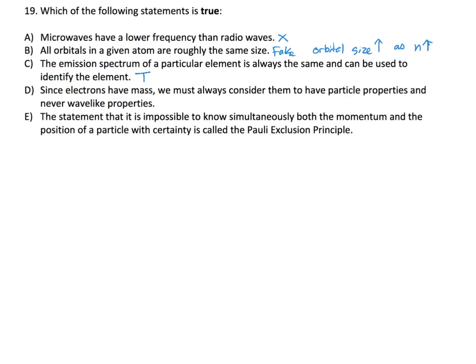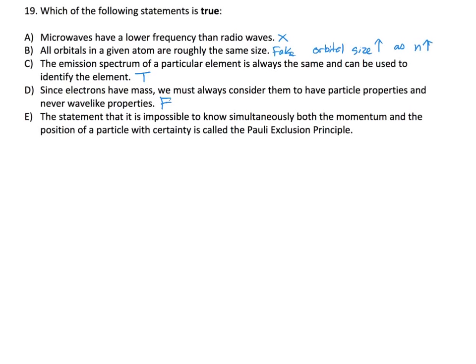D says, since electrons have mass, we must always consider them to have particle properties and never wave-like properties. That's definitely false. We have to consider them as waves when we look at their behavior in atoms. That's the whole idea behind them arranging themselves into orbitals and shells and all that stuff. So basically all of quantum mechanics requires us to view electrons in terms of their wave-like properties.